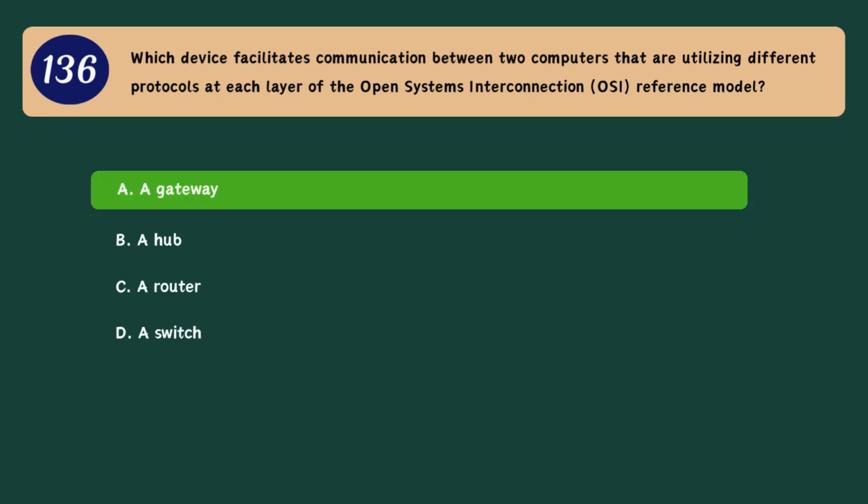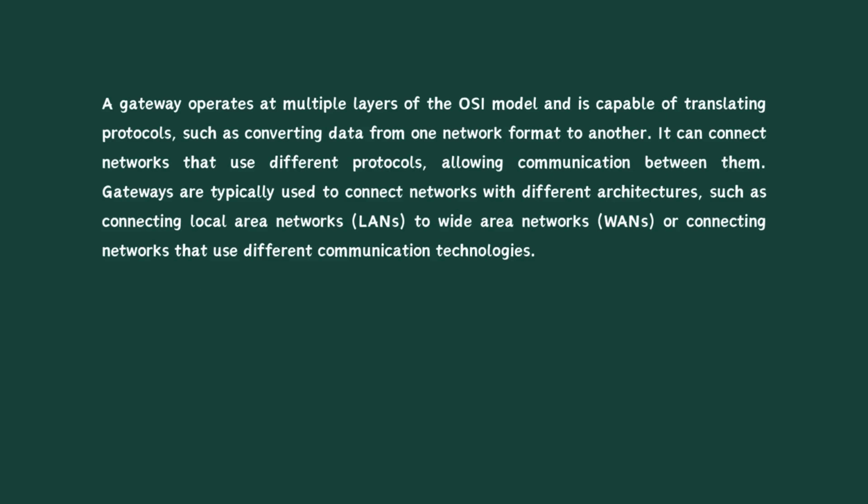Correct answer. A. A gateway. A gateway operates at multiple layers of the OSI model and is capable of translating protocols, such as converting data from one network format to another. It can connect networks that use different protocols, allowing communication between them. Gateways are typically used to connect networks with different architectures, such as connecting local area networks to wide area networks or connecting networks that use different communication technologies.